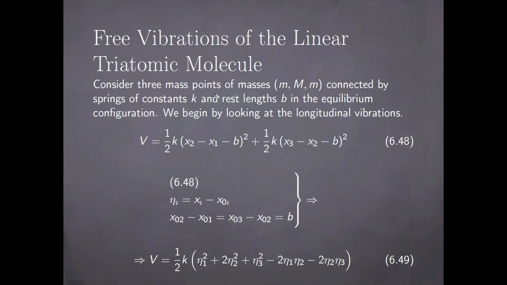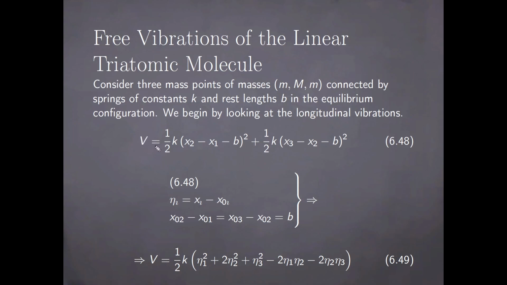We will begin by considering free mass points of masses m, capital M and m respectively, connected by springs of constants k and rest lengths b in the equilibrium configuration. So all of these are arranged in a line. And we will begin by looking at the longitudinal vibrations, so by looking at the vibrations along the molecular axis.